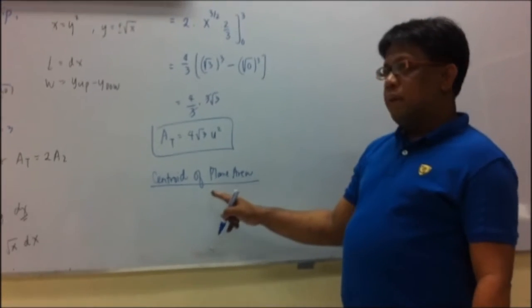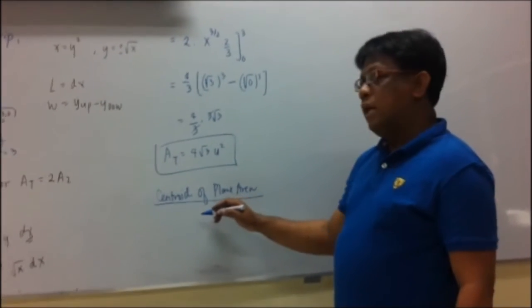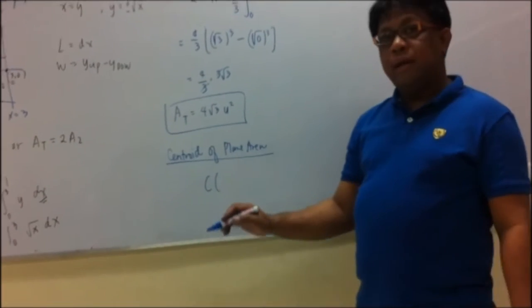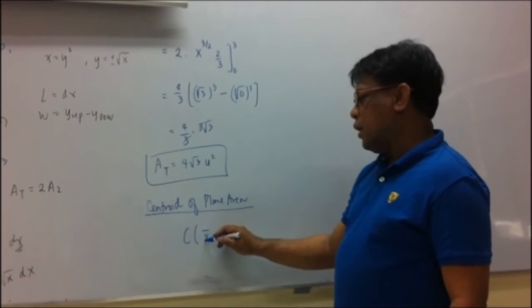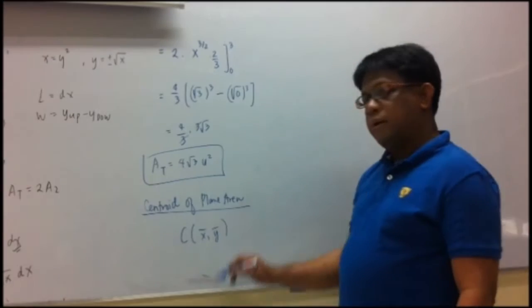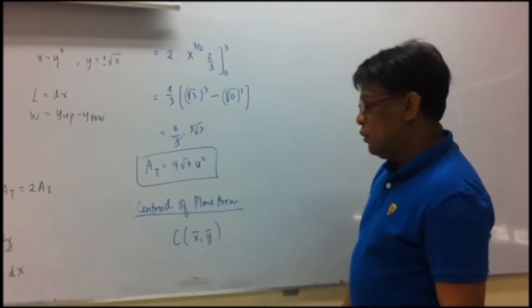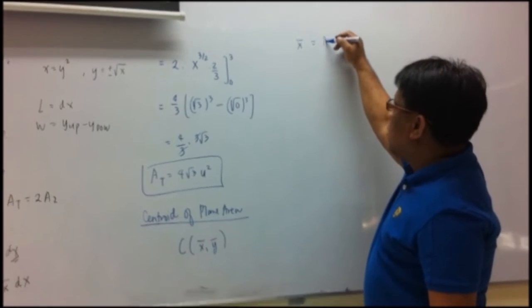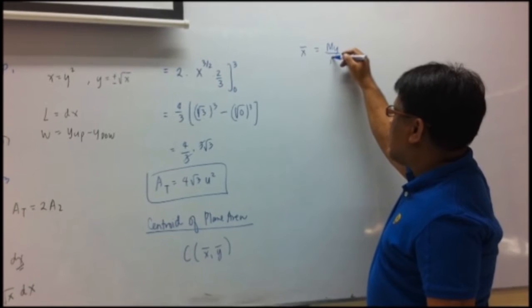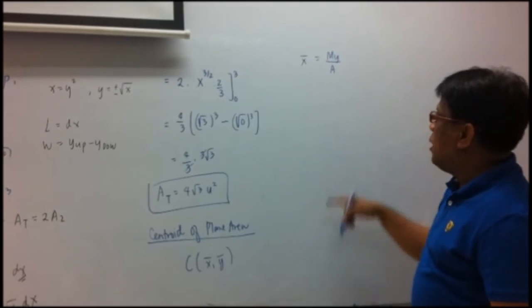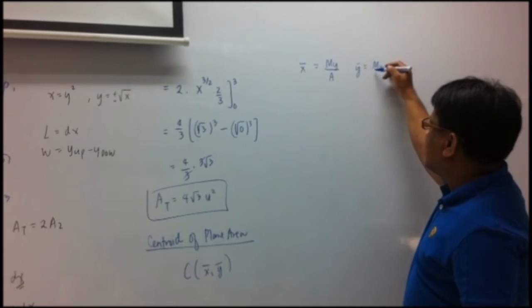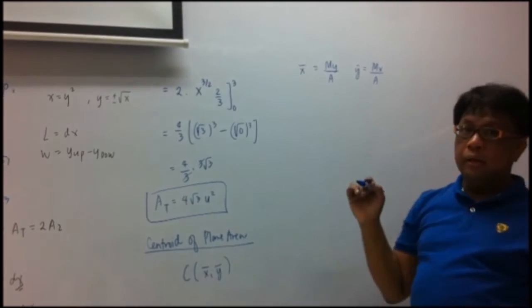For the centroid of plane area, we will define the centroid represented by C, and it will have coordinates bar x and bar y. Okay? So, the formula for bar x is that we have to take moment about y over area, and the formula for bar y, we have it as moment about x all over area.